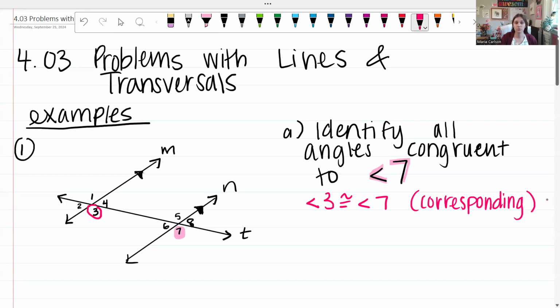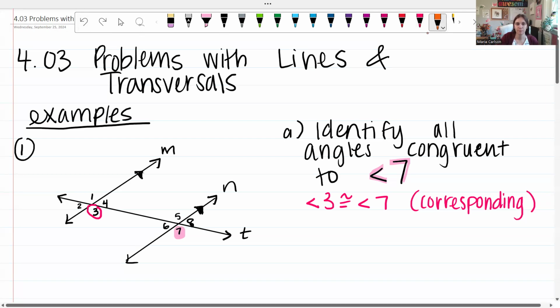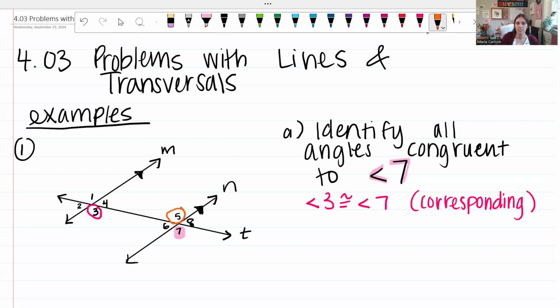All right, I also know that 7 is congruent to the angle directly opposite it, right? It's also congruent to 5, because they are vertical angles, right? Angle 7 is congruent to angle 5 by the vertical angle theorem.